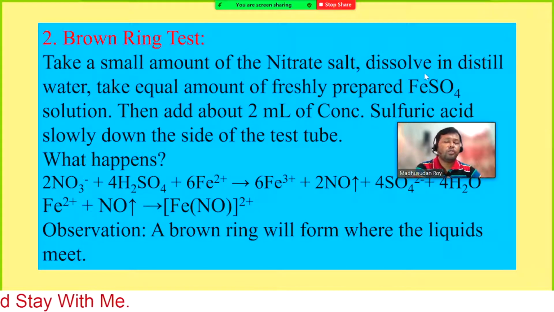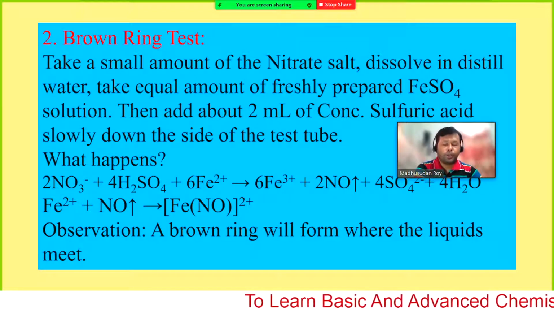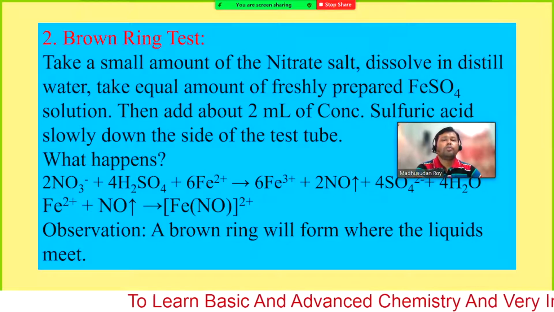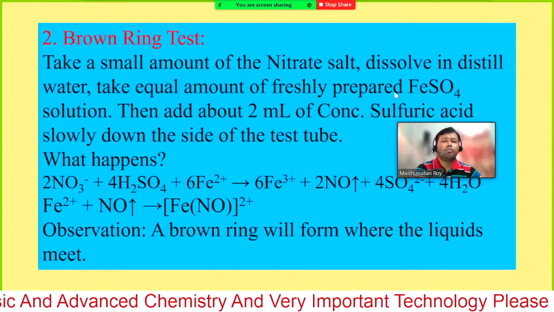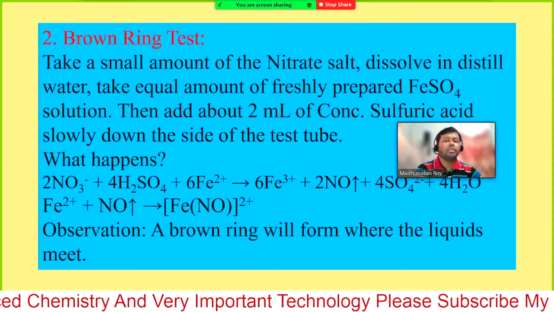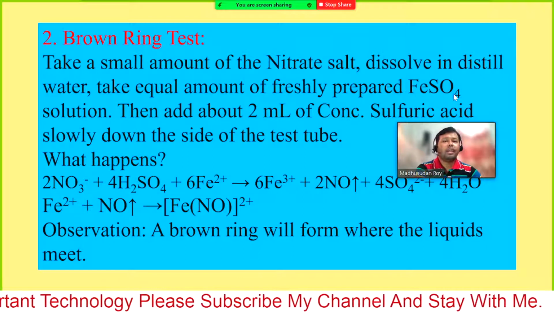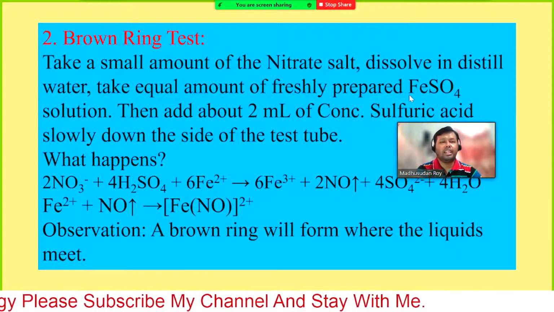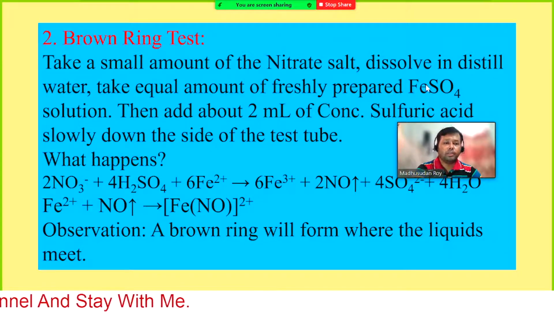Otherwise, if you take ferric sulfate, that means you are considering this is ferrous sulfate or iron 2 sulfate, but you have prepared the iron sulfate solution quite a long time before. Iron 2 converts into iron 3 sulfate by the oxidation of air or oxygen. So if you prepared the iron 2 sulfate a long time before, discard it, just do not use it. Then you need to use fresh iron 2 sulfate. Make sure that this is iron 2 sulfate.